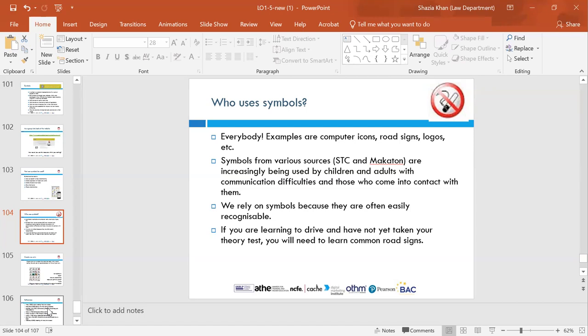If you are learning to drive and have not yet taken your theory test, you will need to learn common road symbols. In your theory test, it's important that you use symbols because it identifies it. You have to have a test around it, and if you're able to identify what symbols are used, it's important that you're able to represent them. And symbols can be verbal, such as words, or non-verbal.